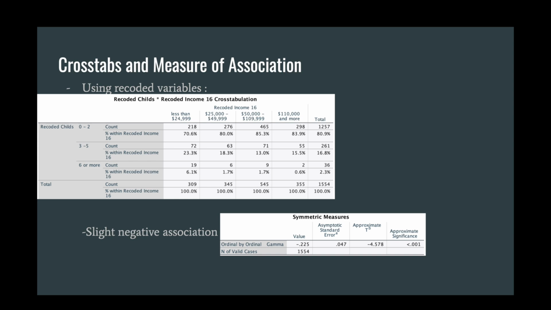In order to make my analysis more accurate, I had to recode my variables. According to the crosstab analysis, most respondents fall between 0 to 2 children. There are a total of 2,151 people that answered both of these questions. More people had a total income of $50,000 to $109,999, and with the majority of them at 0 to 2 children.